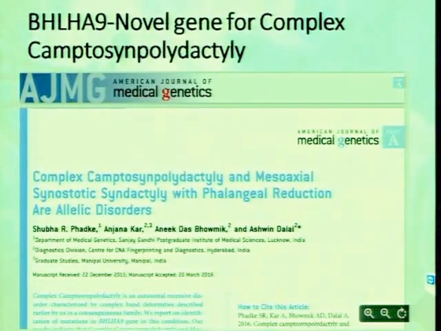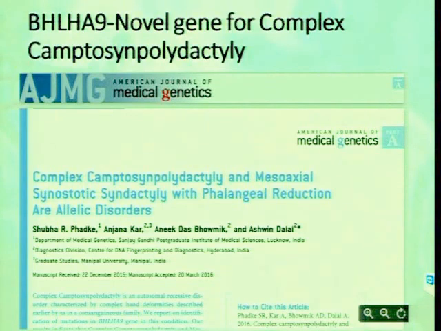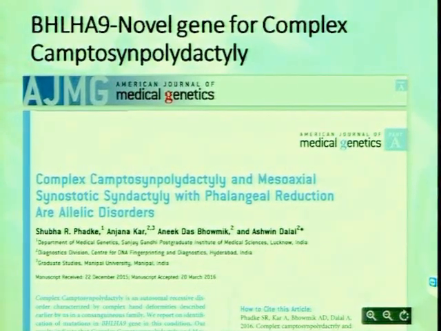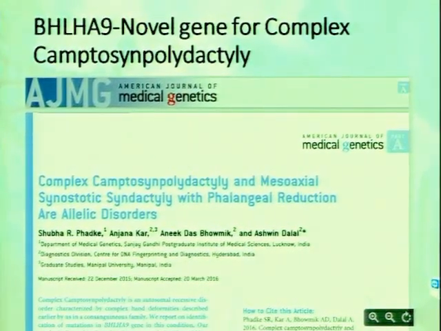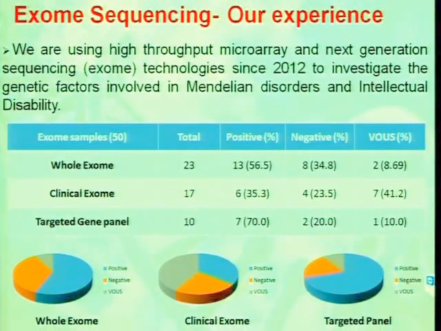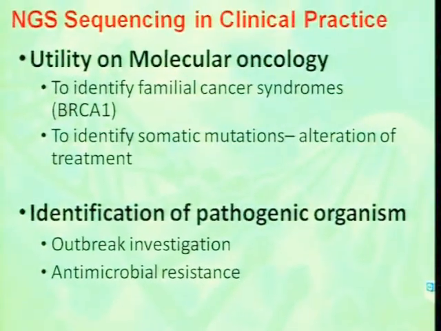So we could publish this article as a new gene identified for this particular entity after about 15 years of identifying the patient. And for me it was a kind of Guru Dakshina: what madam started in 1999, I could finish in 2015. So that was a very nice experience to begin with exome sequencing. After that we have been doing lots of exome sequencing, and we can see that we have a good yield. Of about 23 whole exomes, 13 were positive. Of about 17 clinical exomes, 6 were positive. This is an ongoing process where we are also improving our abilities to do exome sequencing.